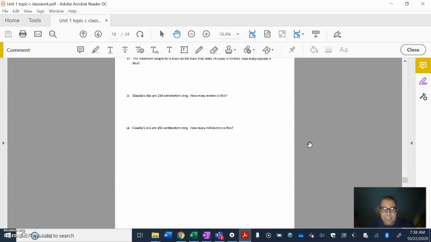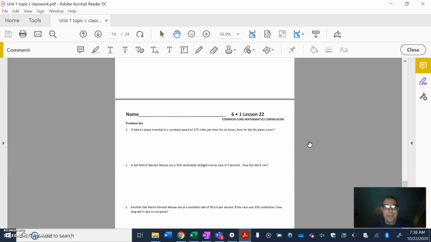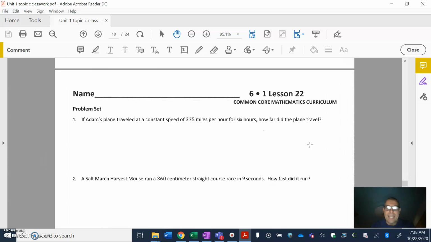Lesson 22. There we are. The big thing that we are after here in lesson number 22 is we are setting up our ratios as we've been doing, but we've got to make sure that we're labeling, and we've got to make sure we're answering the question that's being asked. In question number one, Adam's plane travels at a constant rated speed of 375 miles per hour.